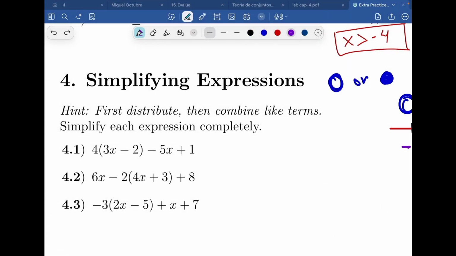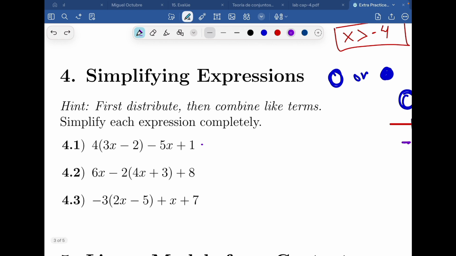Then simplifying expressions, this is super easy because we need to multiply, basically to use algebra. If we want to do this one, we need to multiply 4 times 3x, then 4 times negative 2, and then simplify. So for example, 4 times 3x, we have 12x. 4 times negative 2, minus 8. Then minus 5x plus 1. So here we need to simplify like terms.